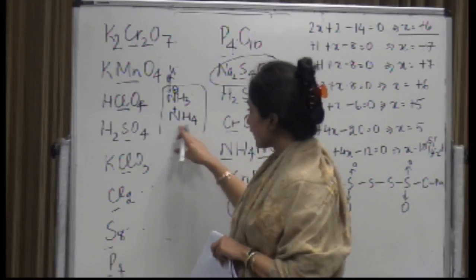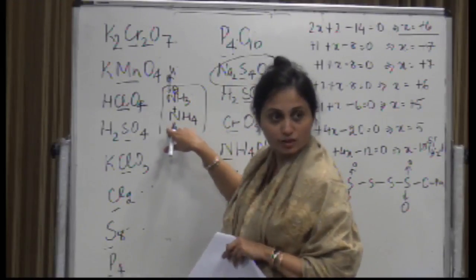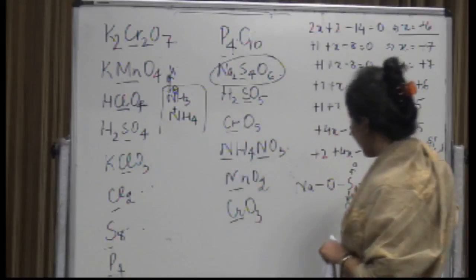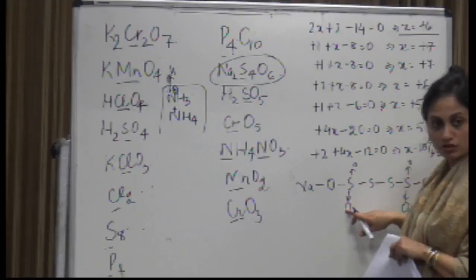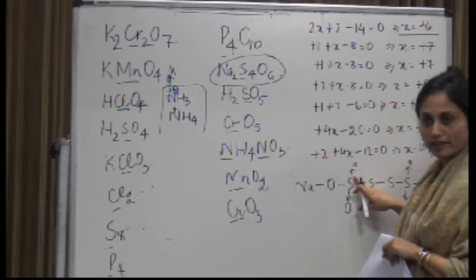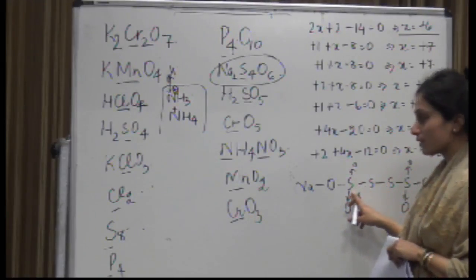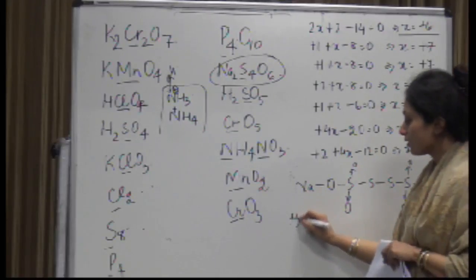So it forms NH4 plus. Clear to everyone? Similarly, sulfur has two lone pairs of electrons, so it can form two coordinate covalent bonds. The oxidation state of sulfur here will be plus 5.